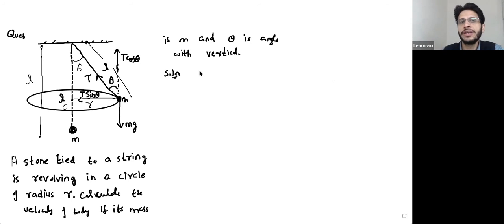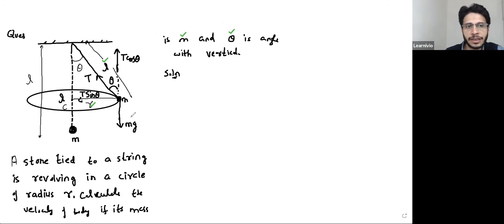While calculating any numerical, first of all decide what are the given terms. This m is given, this theta is given, then this length is given, then this radius is given. T is not given. So you have to substitute T somehow.